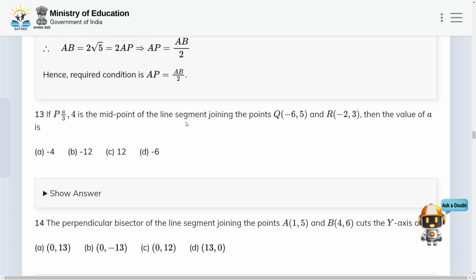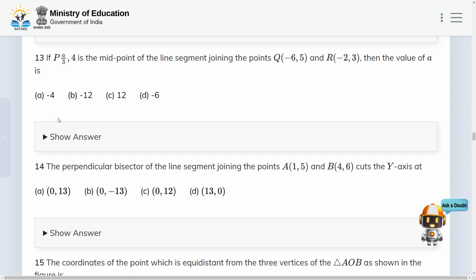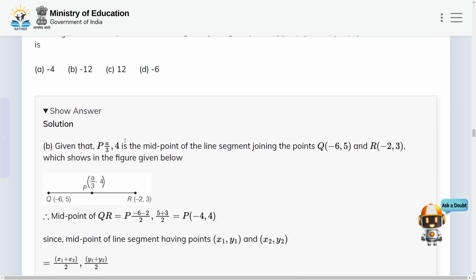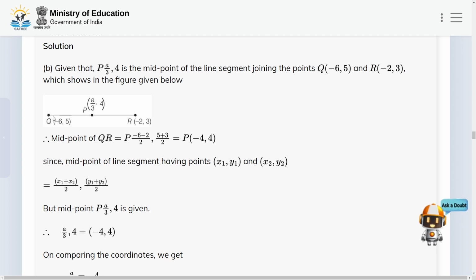Now let us move to question number 30. If P (a by 3, 4) is the midpoint of the line segment joining the points Q (minus 6, 5) and R (minus 2, 3), then what is the value of a? Given that the coordinates of P are (a by 3, 4), and this point is the midpoint of the line segment joining the points Q (minus 6, 5) and R (minus 2, 3), as shown in the figure given below. In this figure, this point is Q, this is P, and this is R.